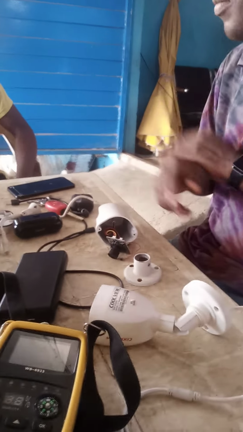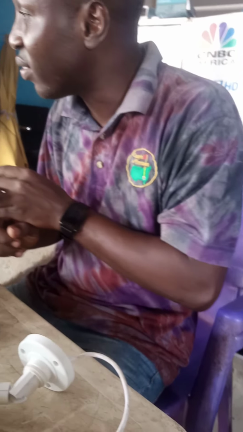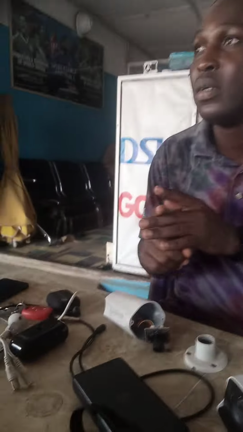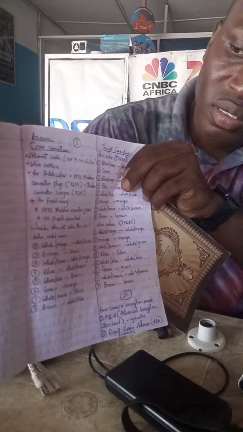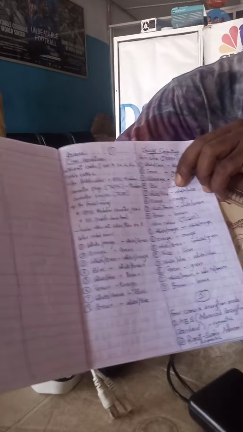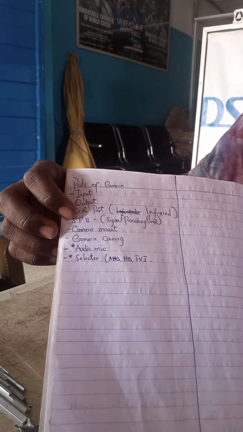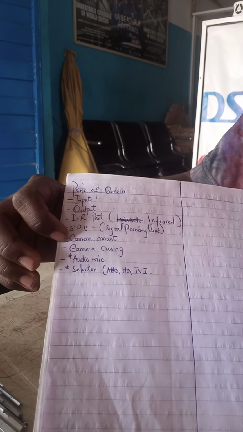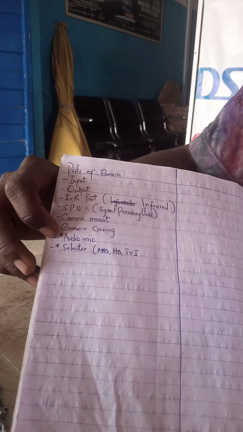So I'm starting from the parts that make up the camera, and I gave you the list of the parts. What's the first one? We have input parts, we have output parts, the IR unit, the SPU, the signal processing unit, the camera mount, the camera casing, audio mic if available, and selector.